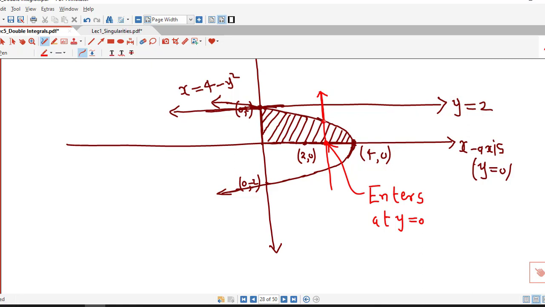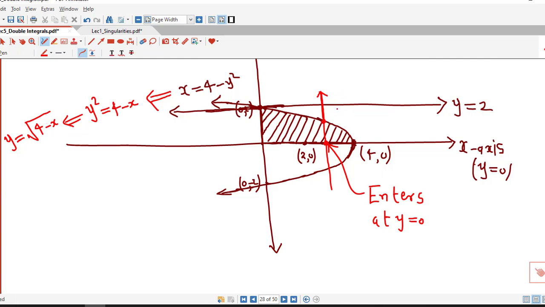Now this point is on the parabola x equal to 4 minus y square. So we have to decide the value of y at this point. If we solve for y, we can write y square equal to 4 minus x, and that will give me y equal to plus or minus square root of 4 minus x. But here I consider the positive square root because we are above the x-axis and here the value of y is positive. So we will not consider y equal to negative square root of 4 minus x.